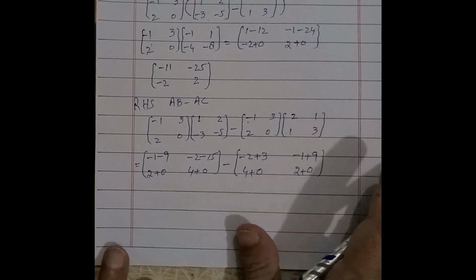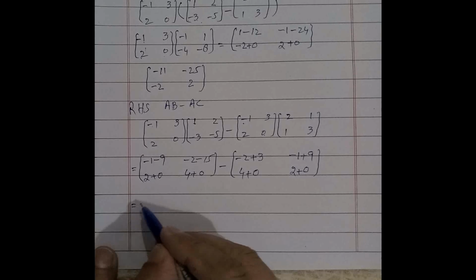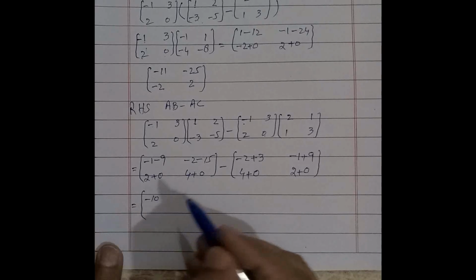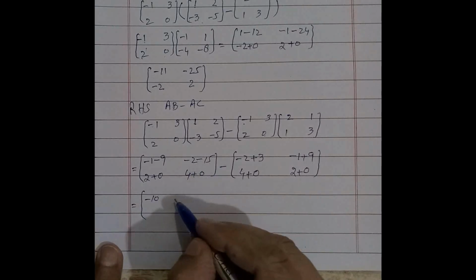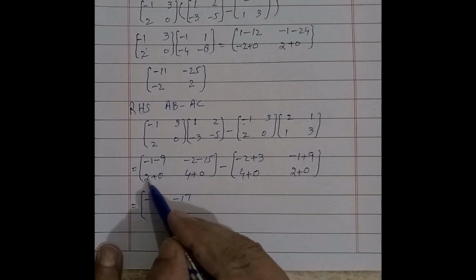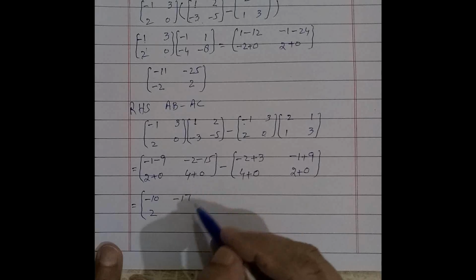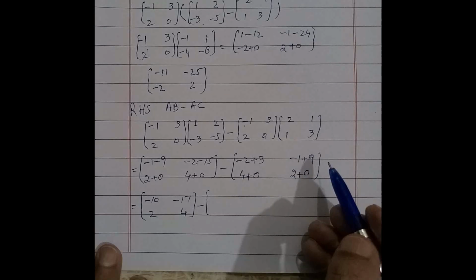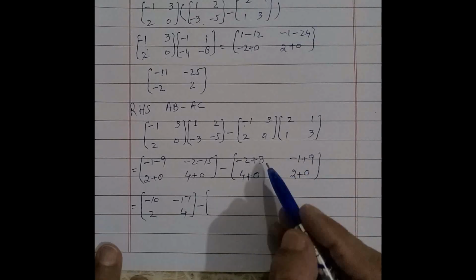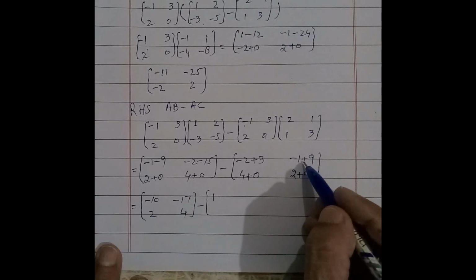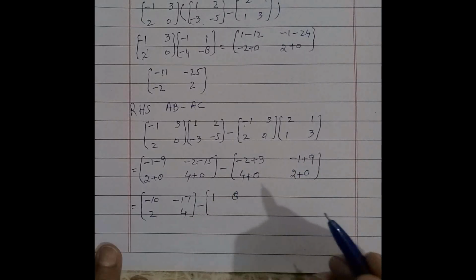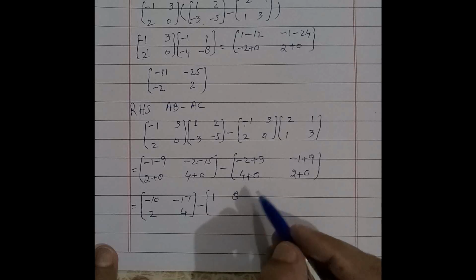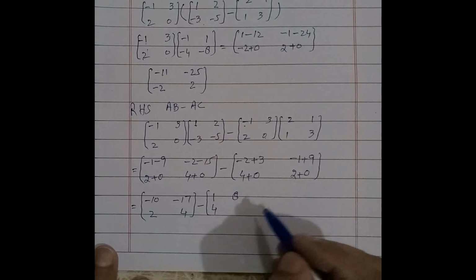Now simplify these two values. We get -1 -9 is equal to -10, -2 -15 is equal to -17, 2 plus 0 is equal to 2, 4 plus 0 is equal to 4, minus the other product of two matrices, -2 plus 3 is equal to 1, -1 plus 9 is equal to 8, 4 plus 0 is equal to 4, 2 plus 0 is equal to 2.